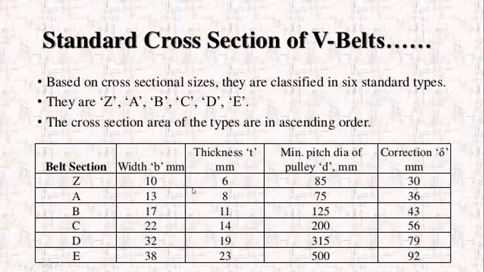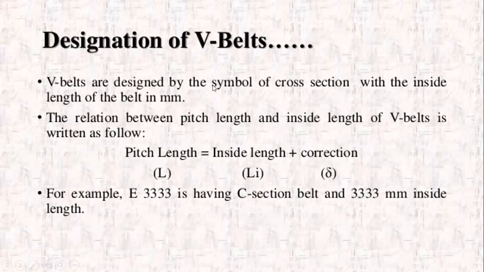So these are different standard cross sections of the belt drive. Next we go to the designations of the belt drive. So what are the different designations we are going to use? V belts are generally designated by the symbol of the cross section with the inside length of the belt in mm.